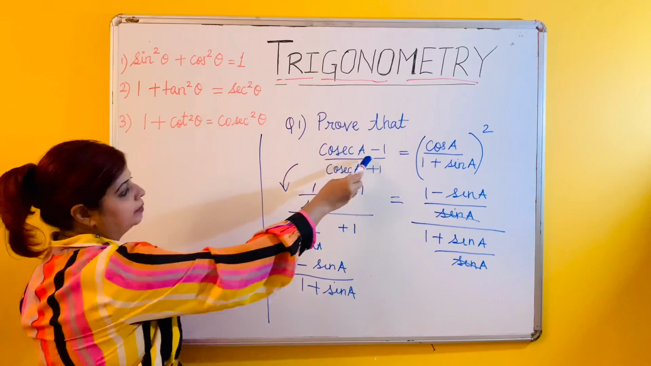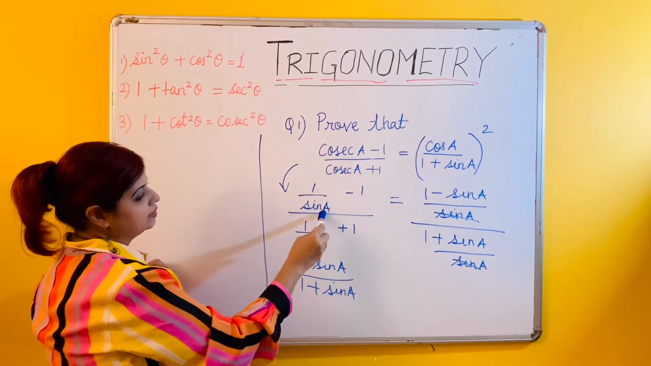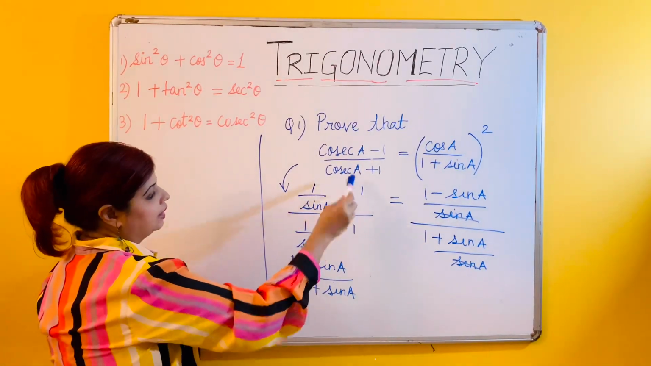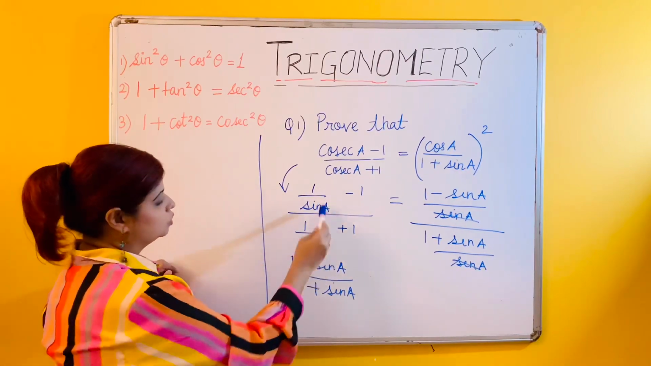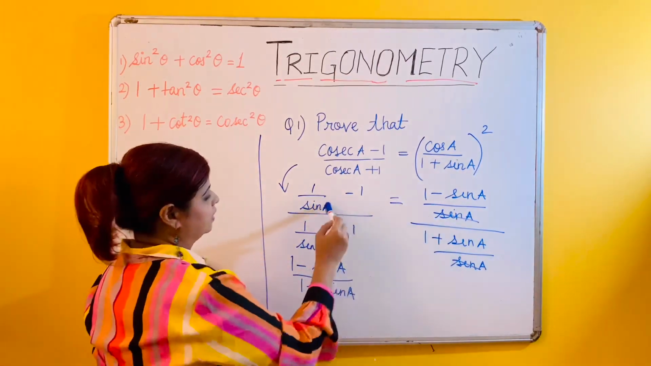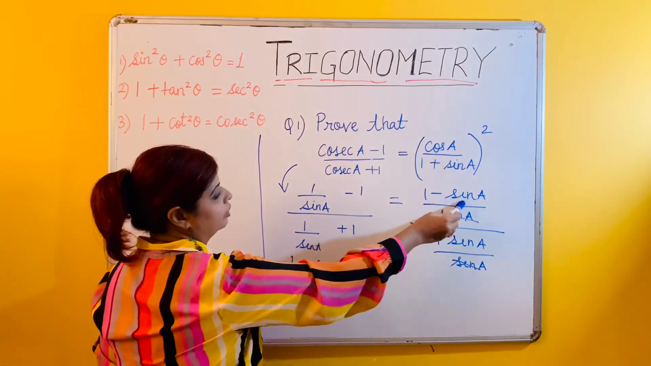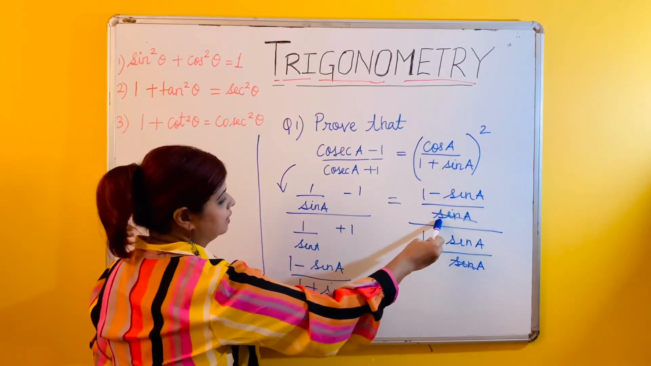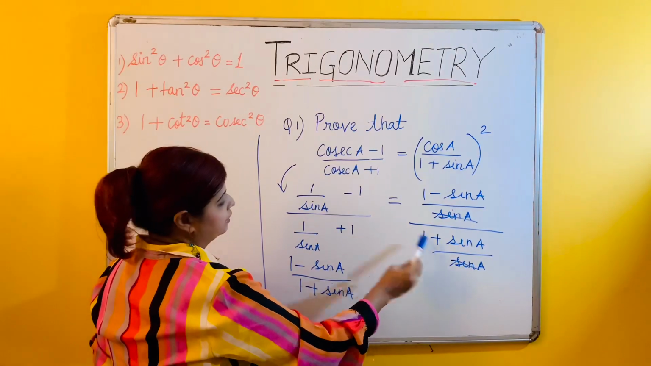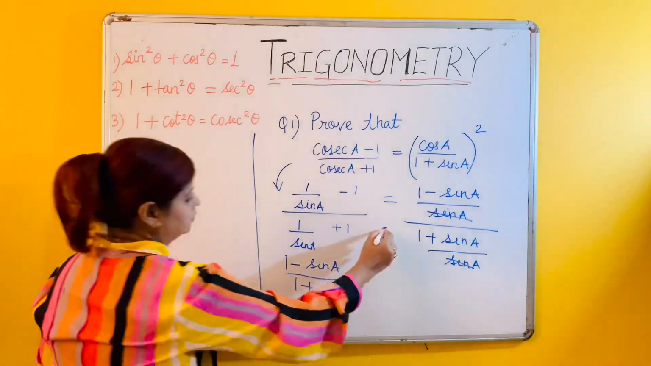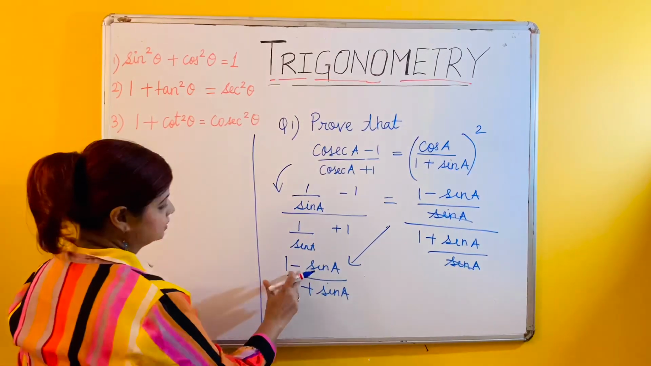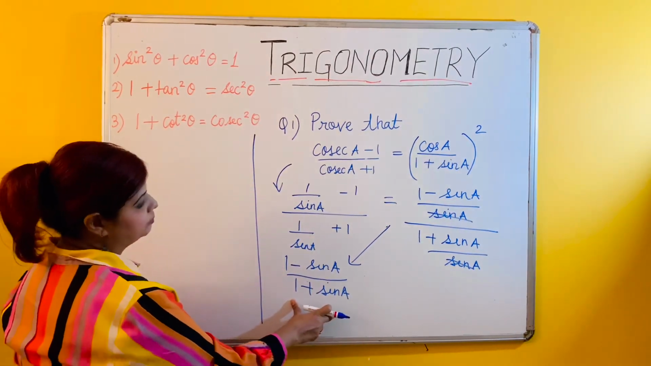So cosec A minus 1 is nothing but 1 by sin A, okay. And same thing I have put here, cosec A is 1 by sin A. So after that you simplify. So this will come here. So it becomes 1 minus sin A divided by sin A, and this one becomes 1 plus sin A by sin A. Okay. So after this it becomes 1 minus sin A divided by 1 plus sin A.